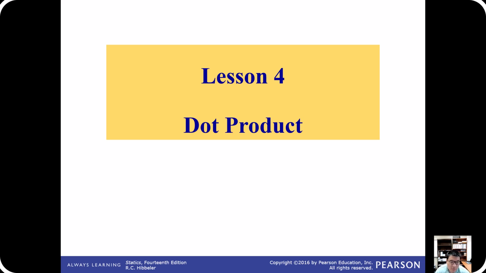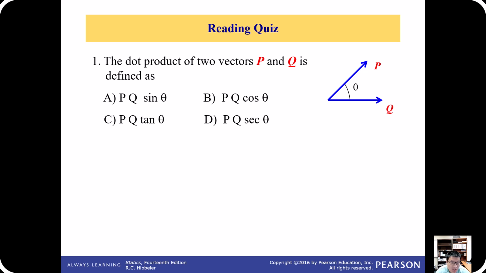Okay, welcome to lesson 4, the dot product. Let me refresh your memory a little bit with a reading quiz. Suppose you are given vectors p and q, and the angle between the two vectors is theta. What will be the dot product of the two vectors p and q?